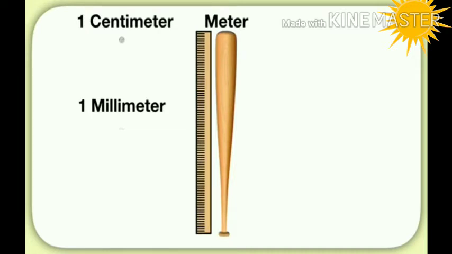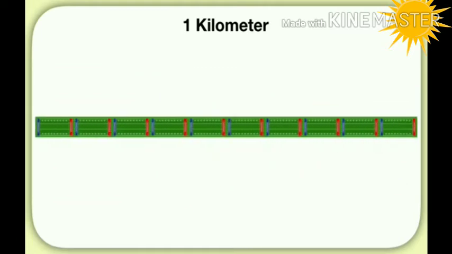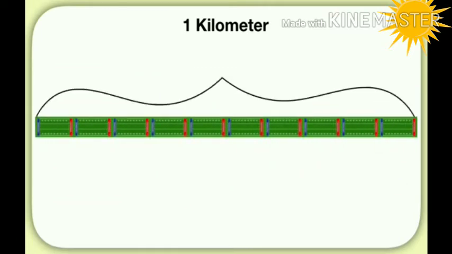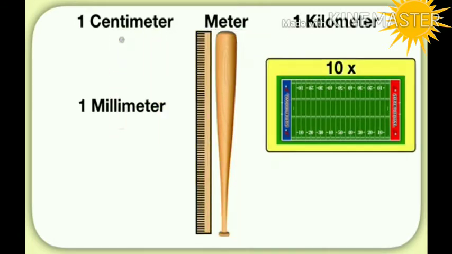Now, the biggest is 1 kilometer. For kilometers, I want you to think about a football field. Then think about taking 10 football fields and lining them up in a row. All of that put together would be 1 kilometer. And here are the 4 types of measurements you need to know: millimeters, centimeters, meters, and kilometers.